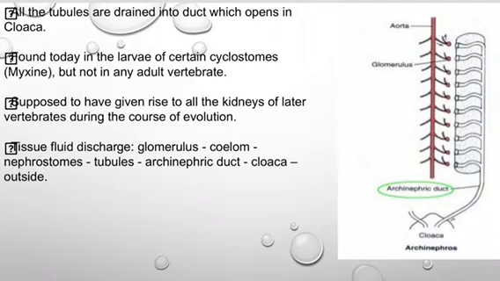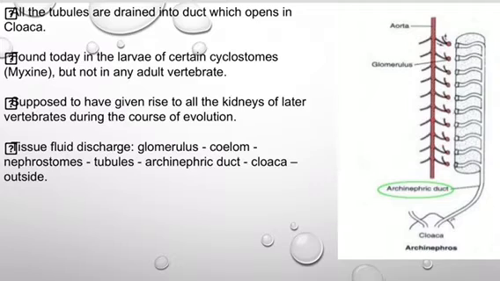The archenephros, you note that all the tubules actually drain into a duct which opens in the cloaca, and the archenephros is found in the larvae of certain cyclostomes, but you don't find it in the adult vertebrates. But the assumption is that archenephros is what actually gives rise to all the kidneys that you find in vertebrates during the course of evolution.